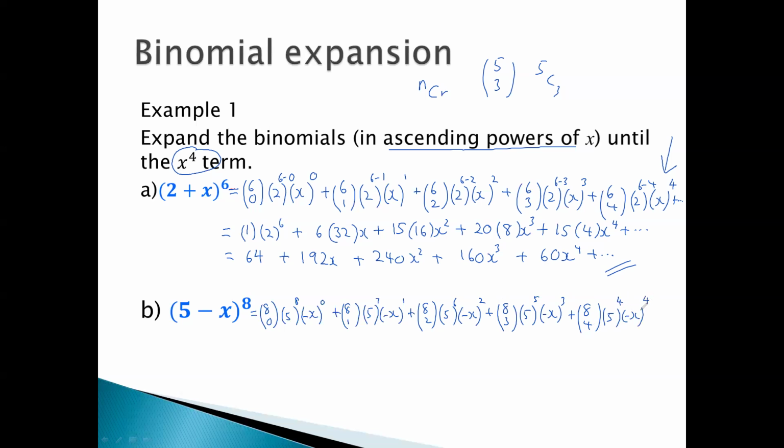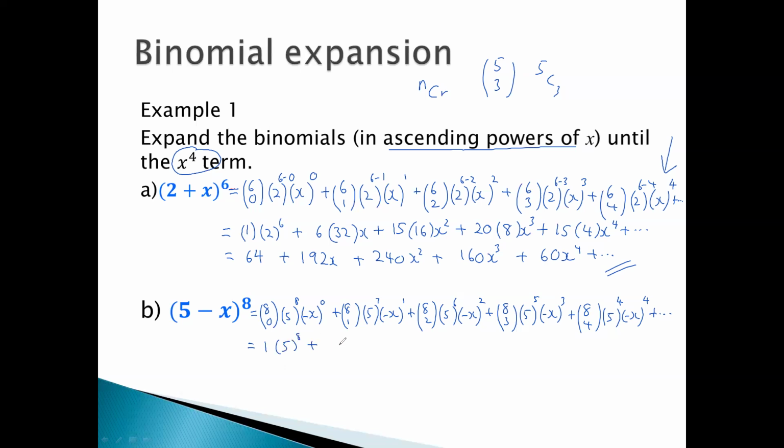I said last term because now this is x to the power 4, right? And that's what they want. So plus dot dot dot. Please remember to write this. If you do not write plus dot dot dot, you are going to have some marks deducted. Okay? So 8 choose 0 is 1 times 5 to the power 8.